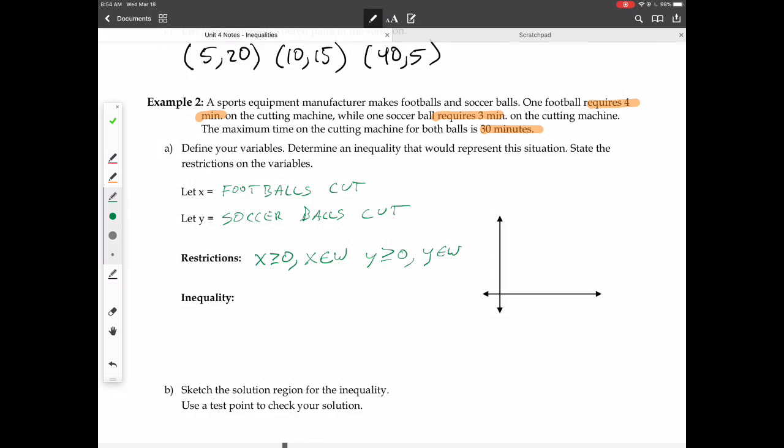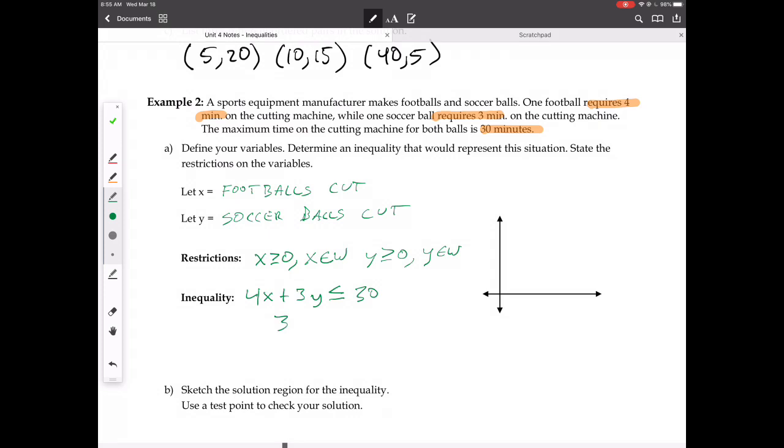The inequality is going to be, if it takes 4 minutes to make a football and 3 minutes to make a soccer ball, then I'm going to use up 4 minutes for every football I make, plus 3 minutes for every soccer ball I make. And if I only have a total of 30 minutes, the amount of time I spend on one plus the amount of time I spend on the other can only max out at 30 minutes.